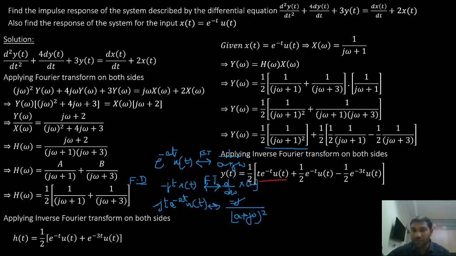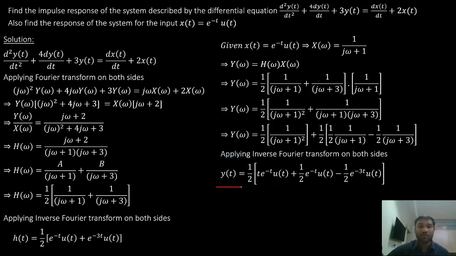My second term: this 1 by 2 I have taken as a constant outside, and the inverse Fourier transform of 1 by (1 plus j omega) is nothing but e power minus t into u of t. For the last term it is 1 by 2 into e power minus 3t u of t. So that is how we can find the response. My response is y of t. For the given input x of t, this is the procedure to find y of t.